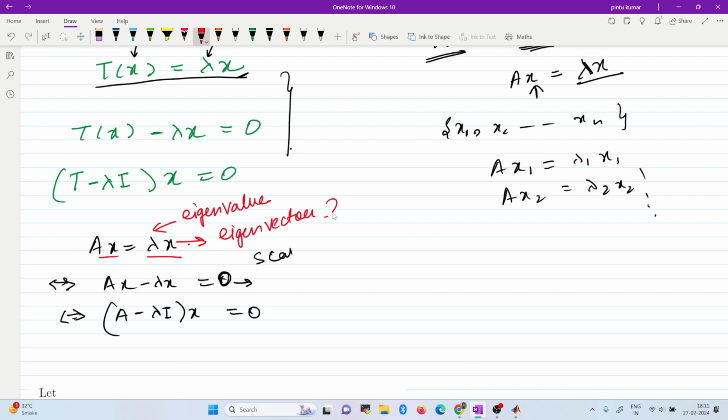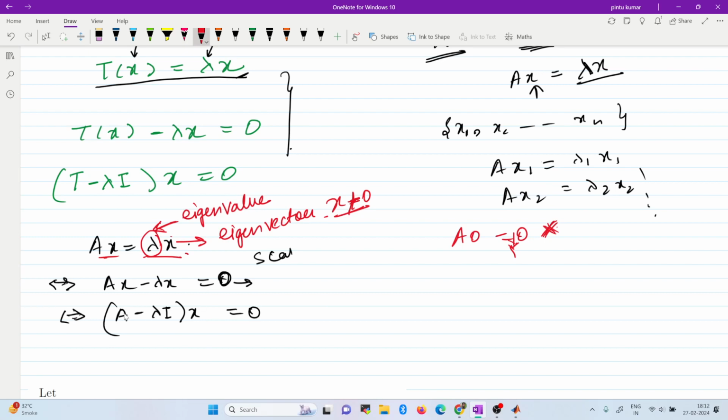And one more thing, your x should be non-zero. Because if your x is 0, then A times 0 is always 0, so it corresponds to many eigenvalues, and this is not an interesting case that we are interested in. So we want our x to be non-zero and we want it to satisfy Ax is equal to lambda x. Your lambda is called eigenvalue and your x is called eigenvector.